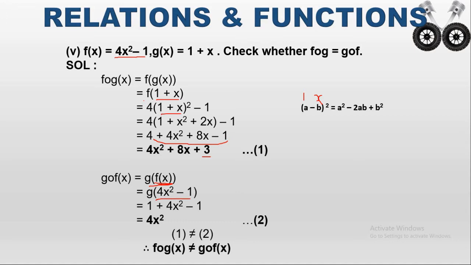What is the value for g of x? The g of x value is 1 plus x. Wherever x, you have to substitute 4x square minus 1. So it will become 1 plus 4x square minus 1. So plus 1 and minus 1 are cancelled. So the answer is 4x square. So equation 1 and equation 2 are not equal. So f composition g is not equal to g composition f.